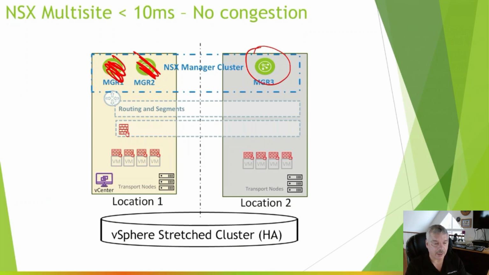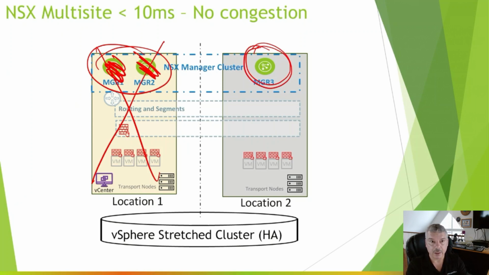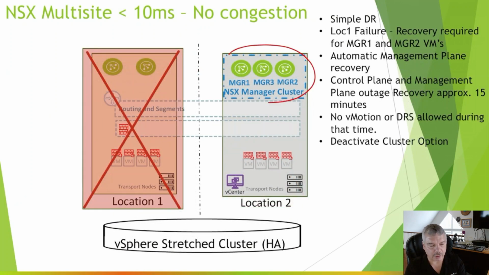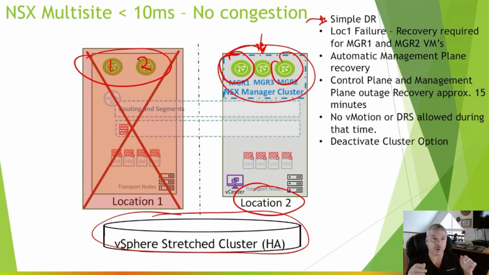So at that point, if you lose location 1, managers 1 and 2 are gone. 3 is still there, but it's not functioning as a cluster. Now you do have an option. As I mentioned before, you've got vSphere HA. It fails over and starts up managers 1 and 2.